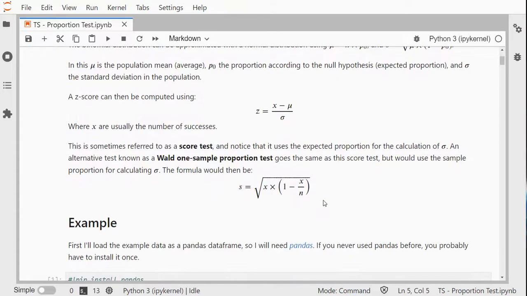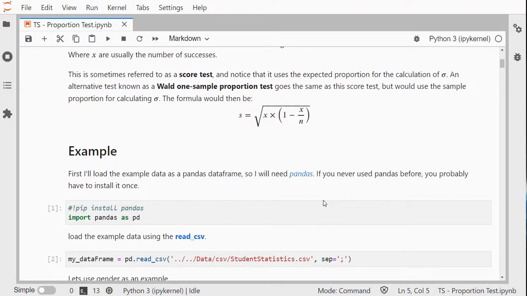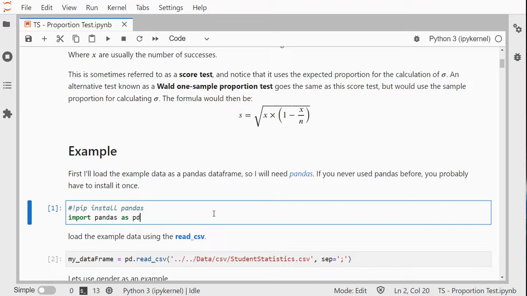I'll quickly go over an example. I won't go into too much detail. You can read more about it on my website if you're interested, but hopefully this should be good enough.